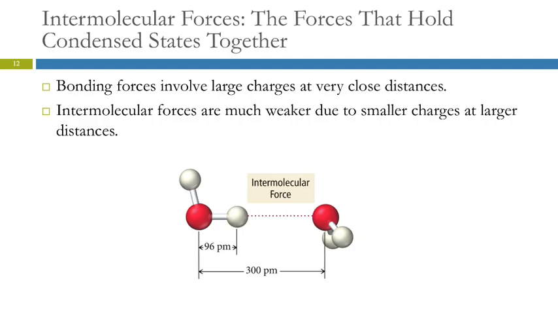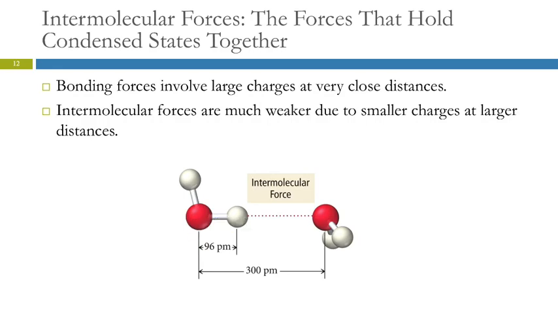So it's important to distinguish between bonding forces and intermolecular forces. Bonding forces are what we talked about in chapters 9 and 10, chemical bonds, overlaps of orbitals, all of that fun stuff. That happens at very close distances. So here's a water molecule. The chemical bond between oxygen and hydrogen involves a separation of about 96 picometers. So these two atoms are very close together.